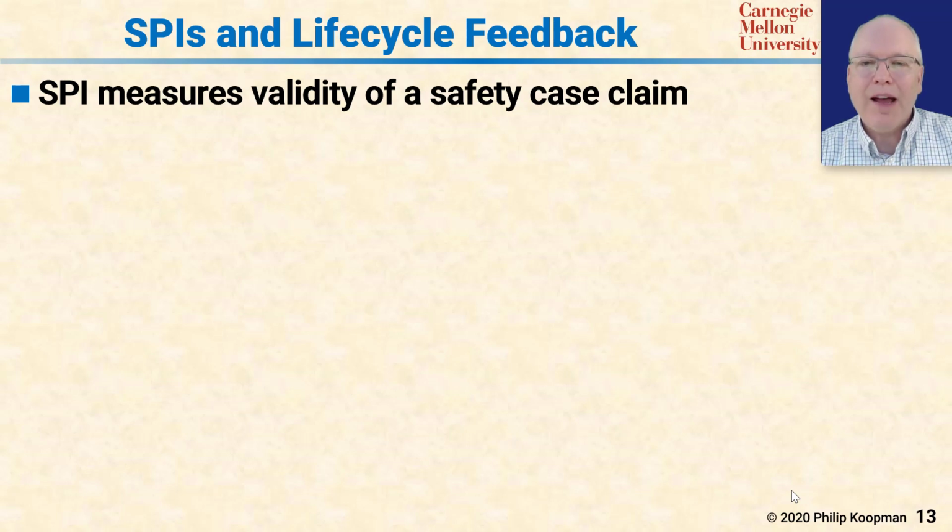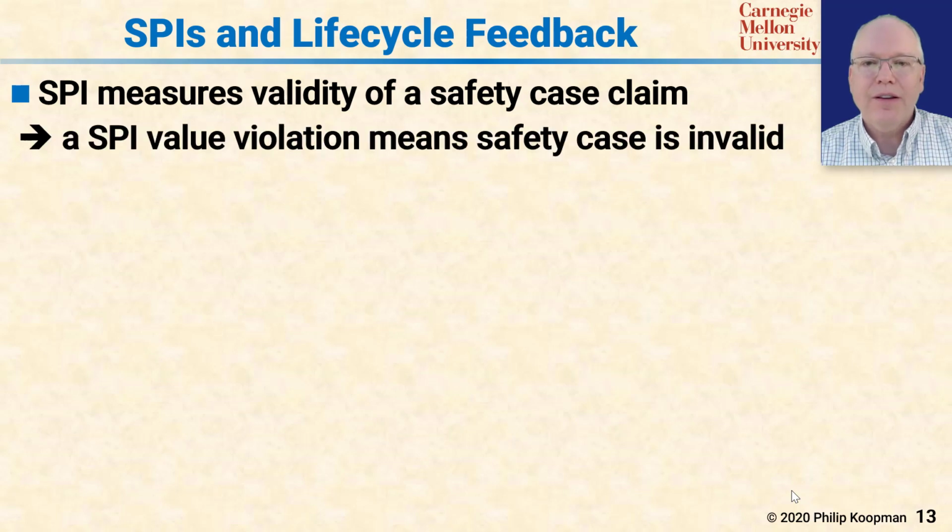So again, it's not about perfection, it's about whether or not the average, the statistical number, the threshold, however you define it, is actually in line with what it needs to be to have a valid safety argument. So a SPI value violation, so you say, fine, on average once every 5,000, but on average it's happening every 2,000, that's a value violation. It doesn't meet the threshold you said. That means your safety case is invalid.